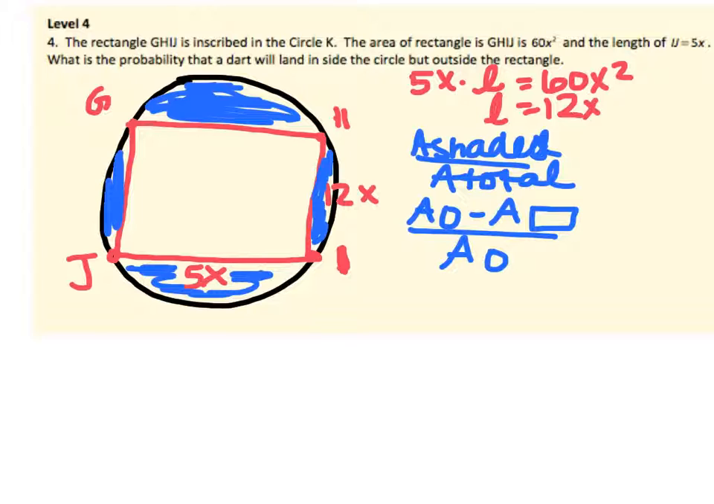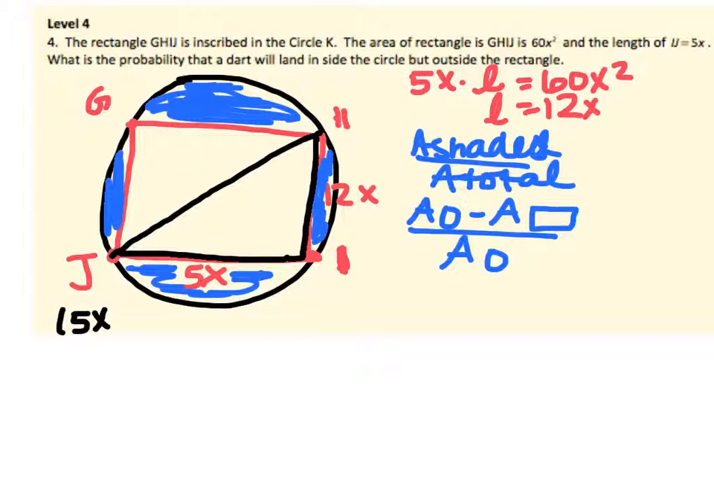So now what we want to do, in order to find the area of the circle, we need to know the radius. And like I said in level 3s, whenever you have a rectangle or square inside a circle, go ahead and draw the diameter or the diagonal of the rectangle, because that's going to help you out a lot. So now I see I've got a right triangle here, and I'm going to do the Pythagorean theorem to figure out what that missing side is.